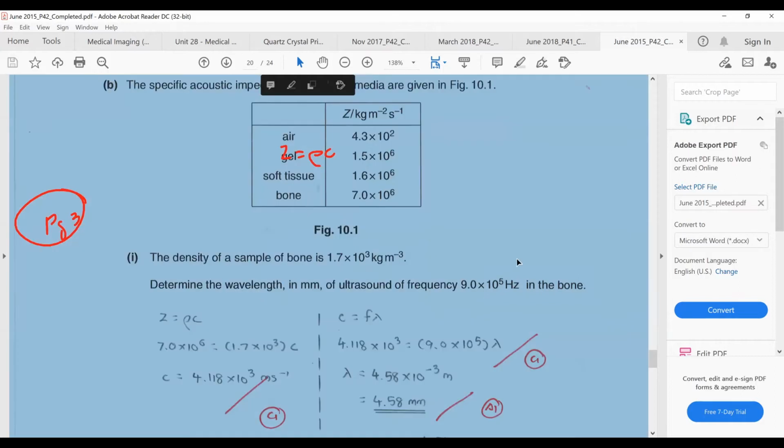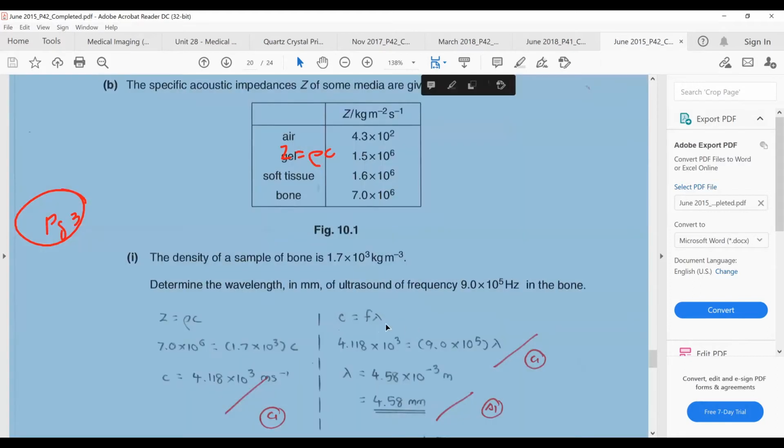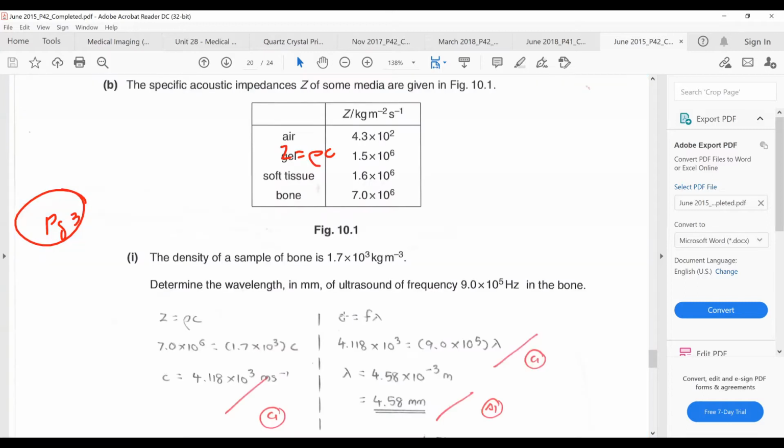So wavelength and frequency, the first thing that might come to mind is this equation: v equals f lambda. You know the frequency, you want to find the wavelength, but you're missing the speed of ultrasound, or rather the speed of the wave inside the medium. They tell you that in bone, your ultrasound has a frequency of this much. You want to find the wavelength. You're just missing the speed of the ultrasound inside the medium, inside bone.